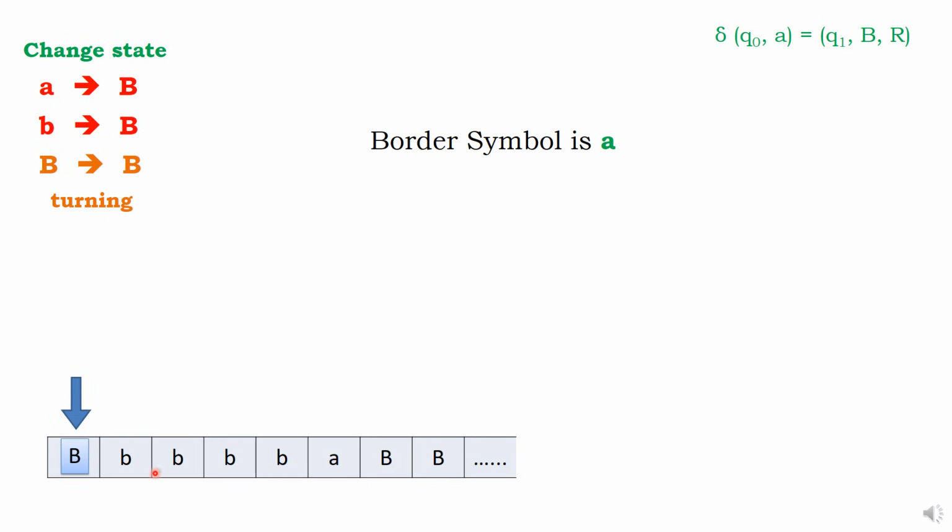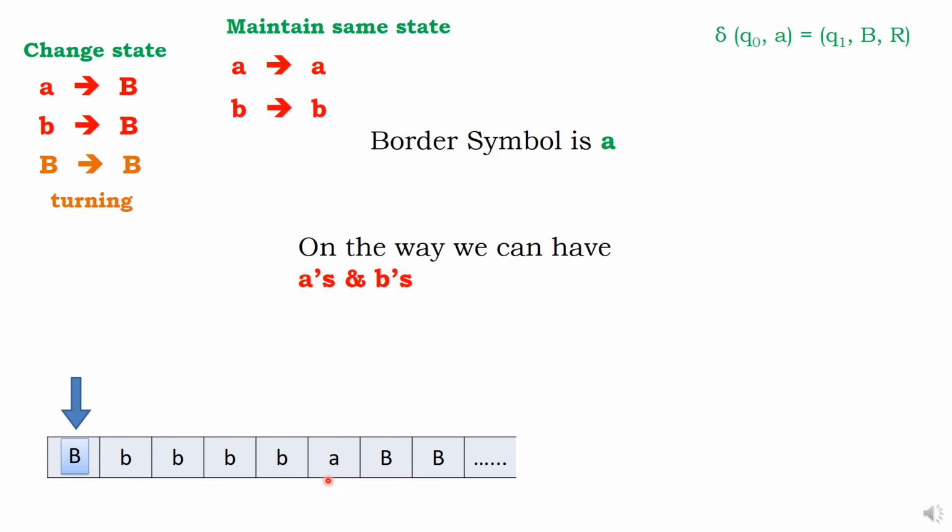Next, what should I do? On the way, many terms are coming. Remember, B also comes, replace; A also comes, replace. Whenever you are replacing, there is no need to change the state. So on the way, we have many A's and B's. Maintain the same state. Right now, I am in Q1. So A replaced by A, B replaced by B, Q1 state remains Q1. I did. Now I am in Q1 state. I reached this particular blank.